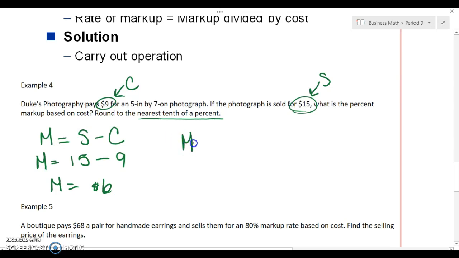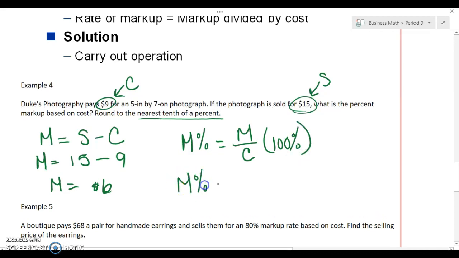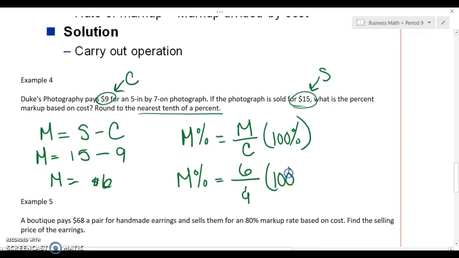To find the markup percent, you take the markup over the cost times 100%. So what would that mean in this case? We just found the markup to be $6. Over our cost, $9 times 100%. Put that in your calculator, 6 over 9 times 100. If you just did 6 over 9, how do you convert it to a percent? You just move it 2 places to the right. So you technically do not have to multiply by 100, but this does it all in one step for you, and it will spit out a decimal.